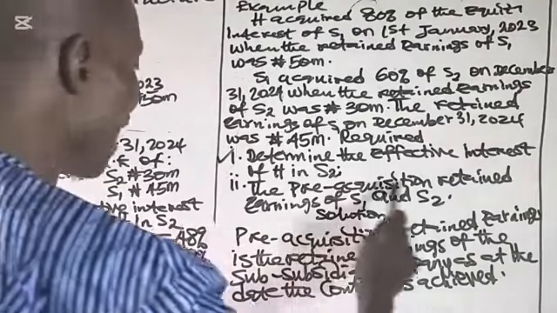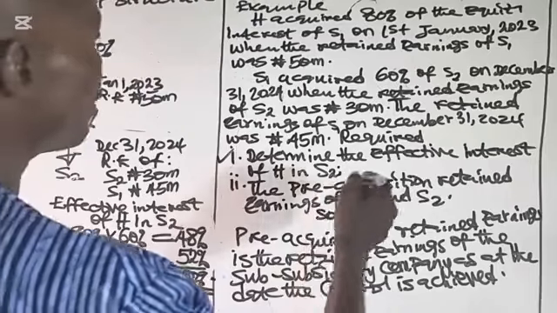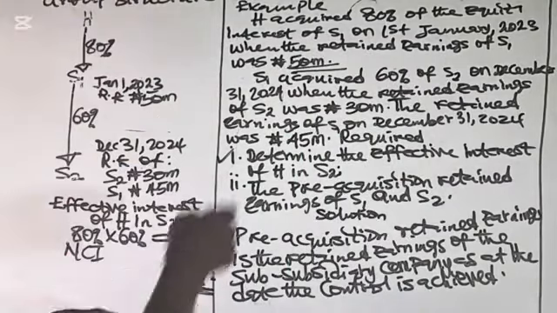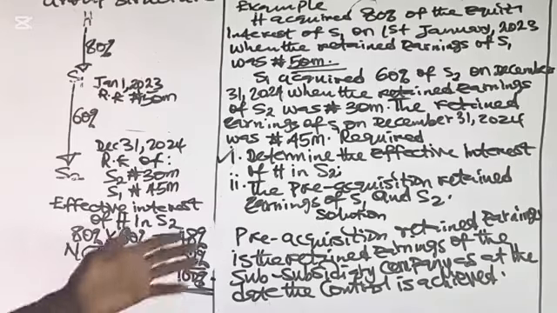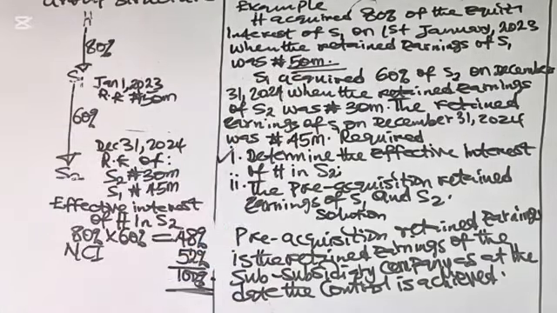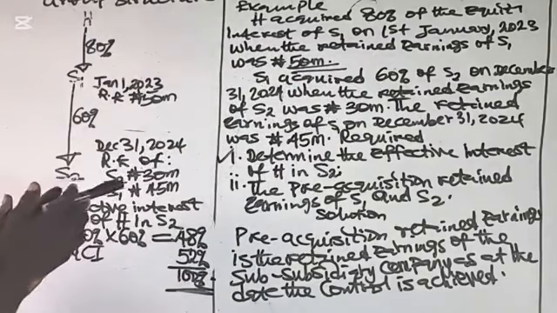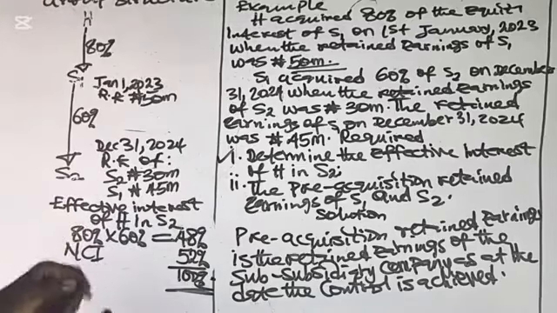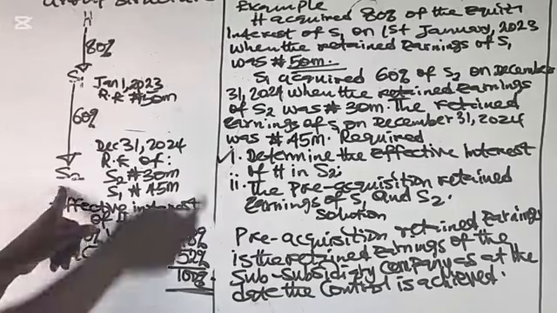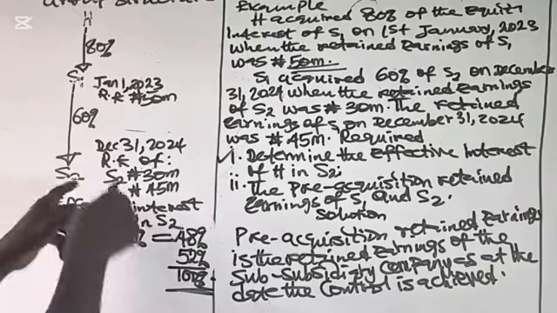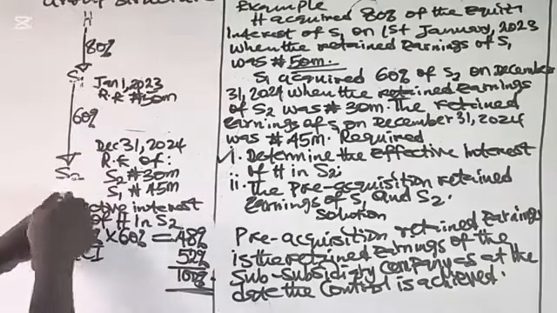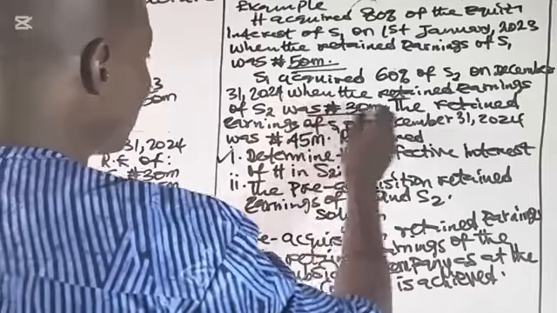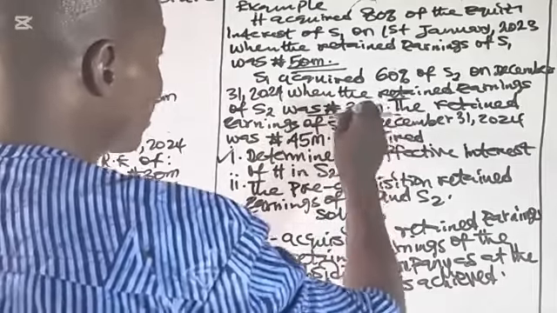So in this case, the pre-acquisition retained earnings of S1 is 50 million, because the day H acquired S1 was the day H gained control of S1. Then what is the pre-acquisition retained earnings of S2? The day S2 was acquired, that is the day S2 became a sub-subsidiary to H, control was achieved as at the date S2 was acquired, which is December 31st, 2024. Therefore, the retained earnings of 30 million is the pre-acquisition retained earnings of S2.